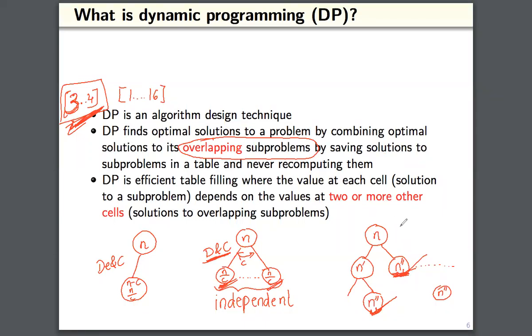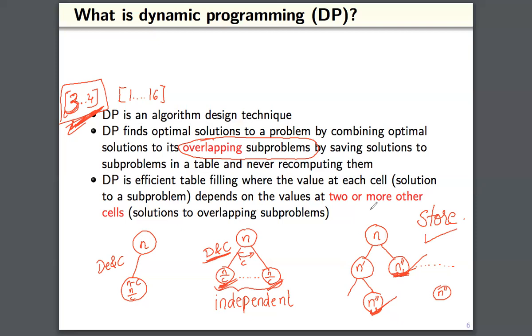So what do you mean by DP? The first time you are computing this n double dash, you compute it, process it, and store it. For the second time, third time, fourth time and so on, if you encounter this subproblem n double dash, do not compute it. Just use the stored value, right? That's it. That's your dynamic programming.